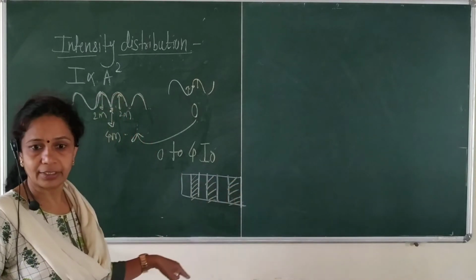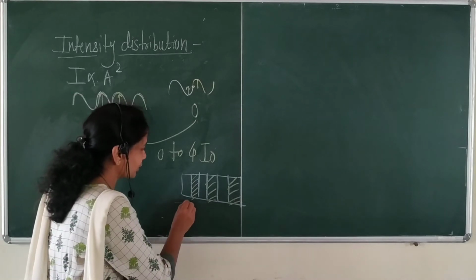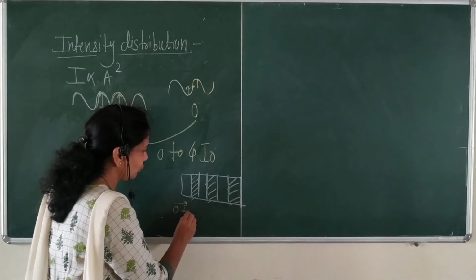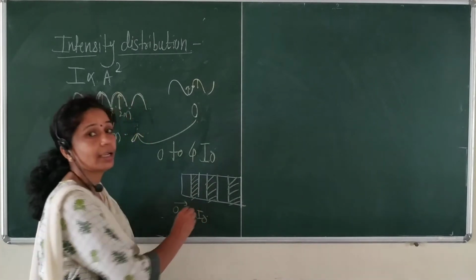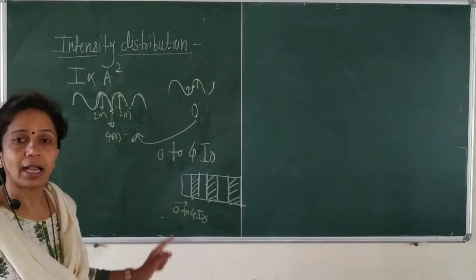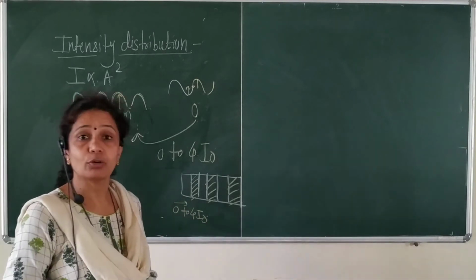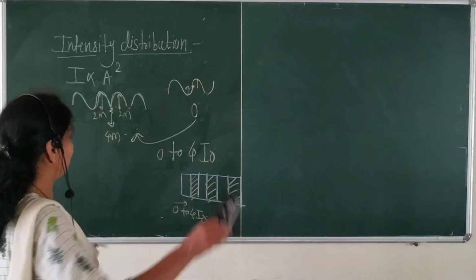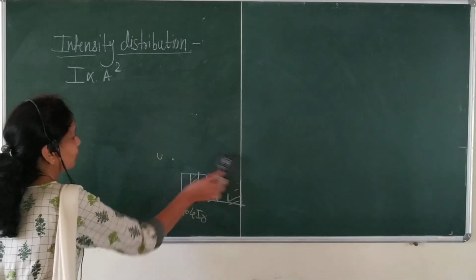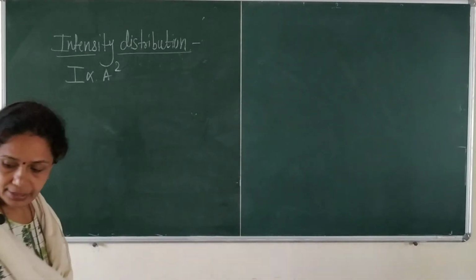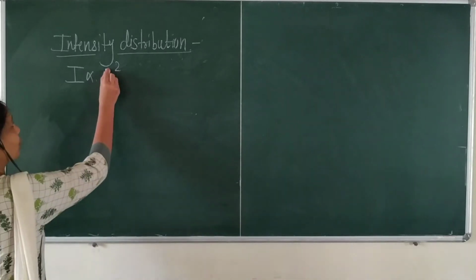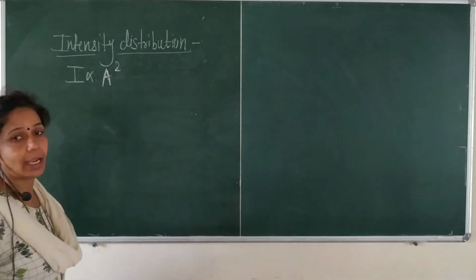This is called an interference pattern. Therefore, the intensity gradually increases from 0 to 4 times I0, where I0 is the intensity of the original wave. This is the important point: the intensity of the wave is directly proportional to the square of the amplitude.